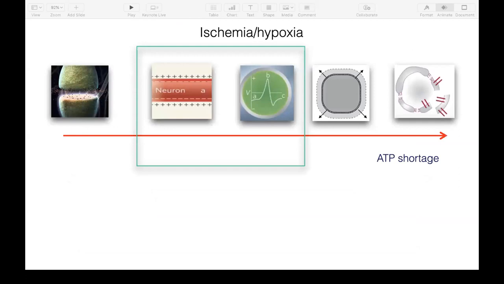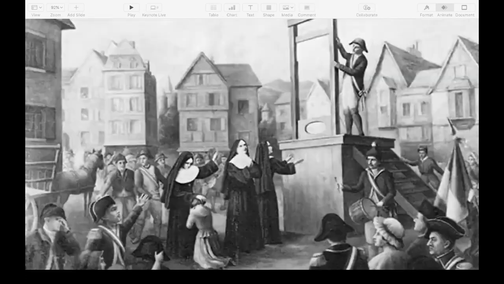Now, if the ischemia becomes longer or more severe, then it's not only the synapse that will fail. There also will be a problem with the maintenance of the membrane potentials and therefore also the generation of action potentials. So that is actually the second process to fail after synaptic depression. And there's a lot of literature about it. I just want to show one observation with you.